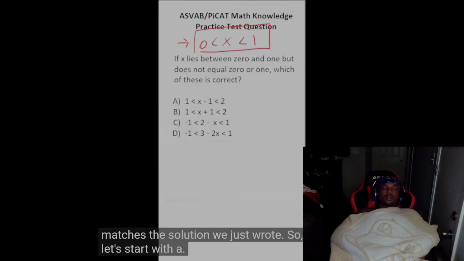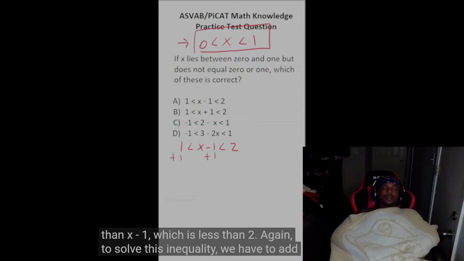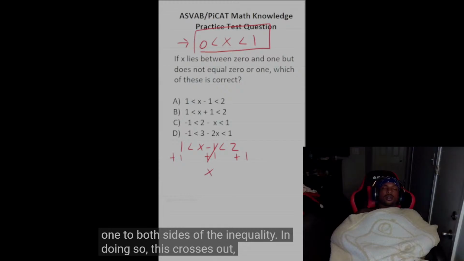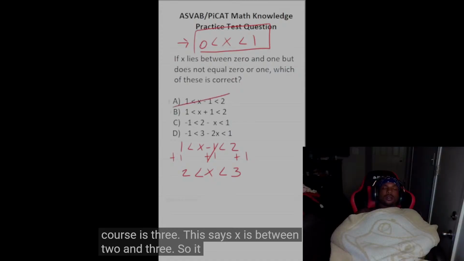So let's start with A. A says 1 is less than x minus 1, which is less than 2. Again, to solve this inequality, we have to add 1 to both sides of the inequality. In doing so, this crosses out, leaving us with x here. 1 plus 1 is 2. 2 plus 1, of course, is 3. This says x is between 2 and 3, so it is not correct.